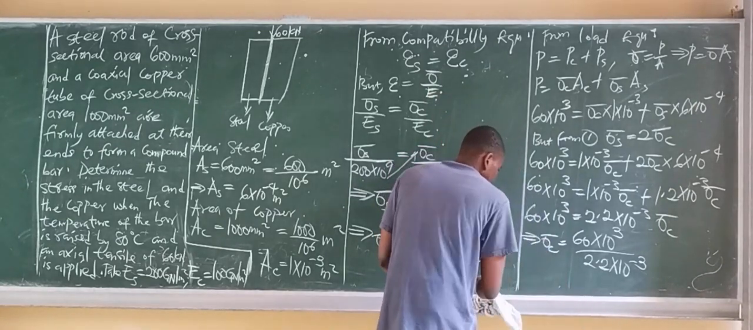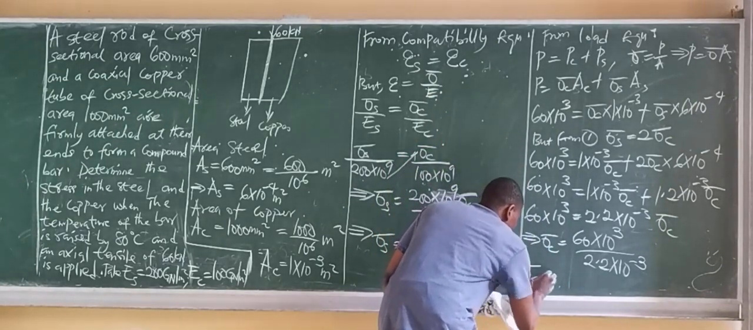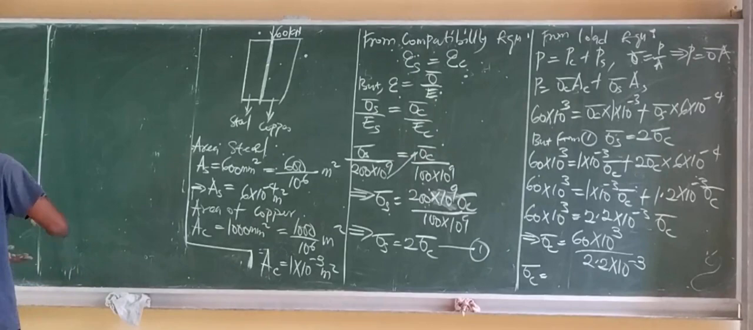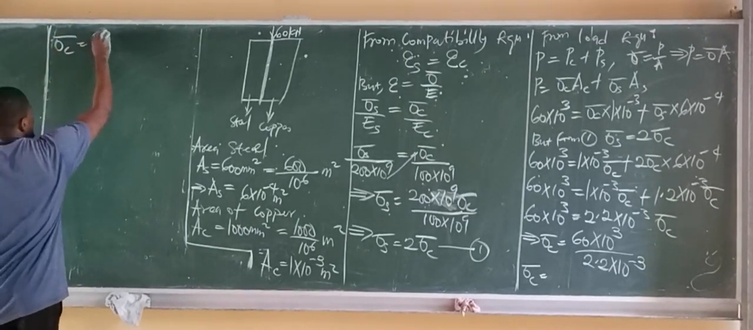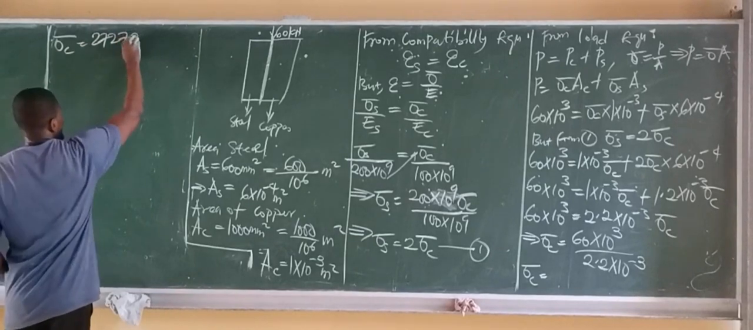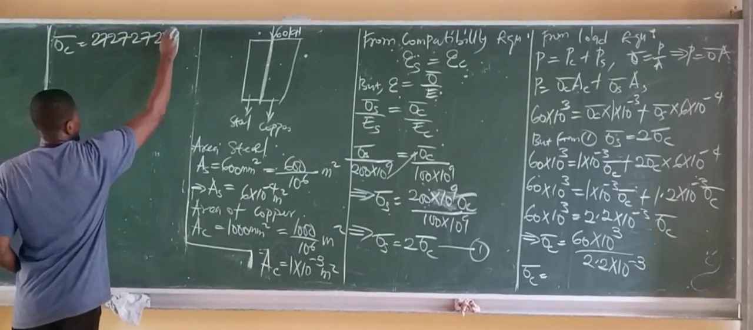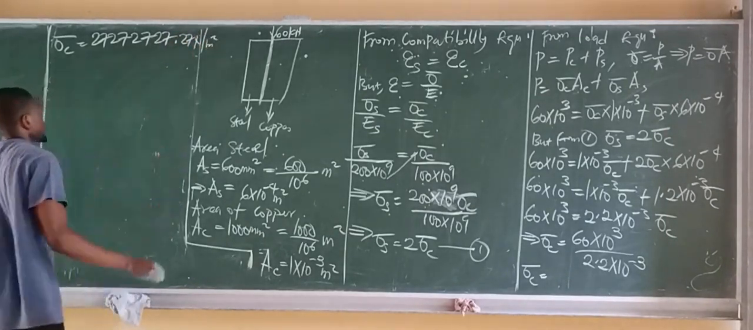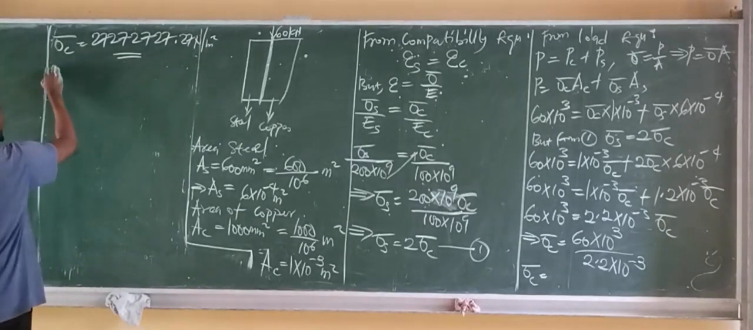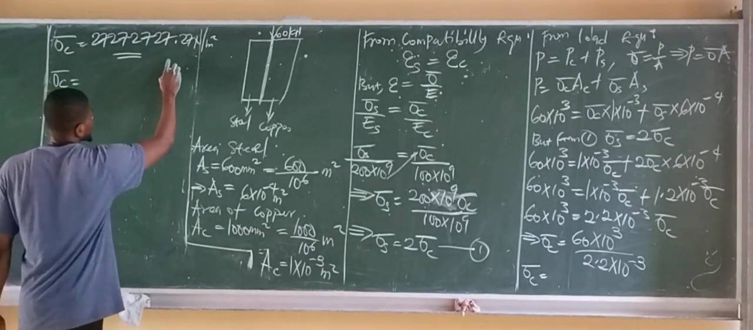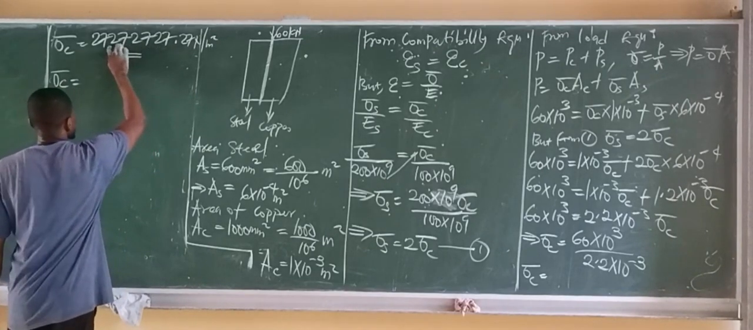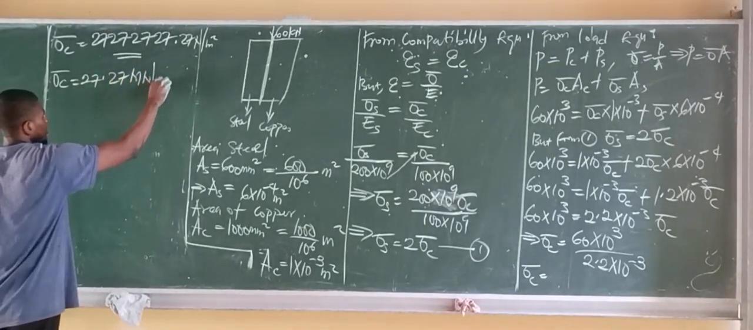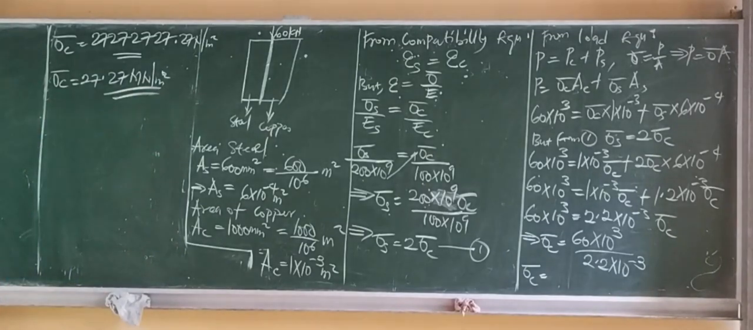So the stress induced in copper, sigma c, is 27.27 meganewtons per meter square. So you might choose to give your answer like this, or you can convert to mega to give us 27.27 meganewtons per meter square. You can also put your answer like this.